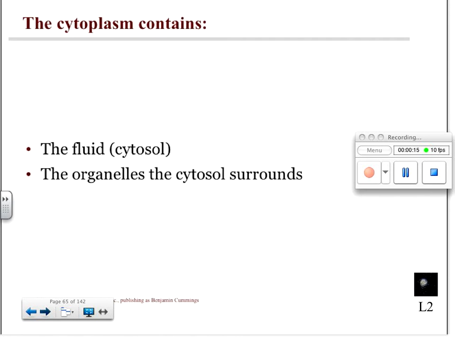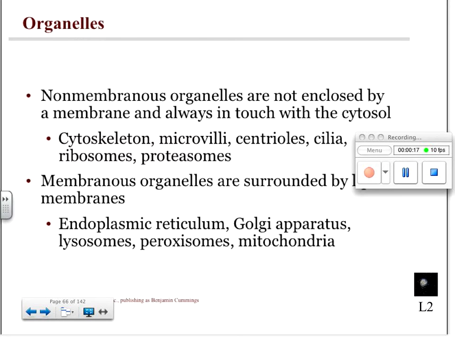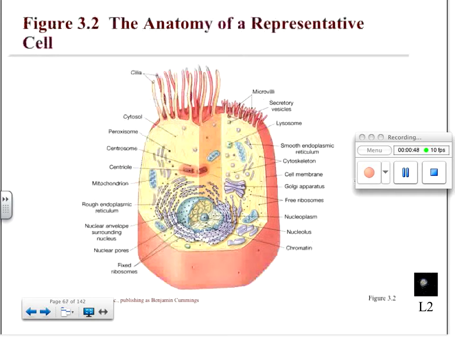Okay, here we go. The cytosol, inside of the cytoplasm, inside of the cell are organelles. Non-membranous organelles are not enclosed by a membrane and always are in touch with the cytosol. Cytoskeleton, microvilli, centrioles, cilia, ribosomes, and proteasomes are like this. Membranous organelles are surrounded by their own lipid bilayer membrane, which is way cool. This includes the endoplasmic reticulum, Golgi apparatus, lysosomes, peroxisomes, and mitochondria.